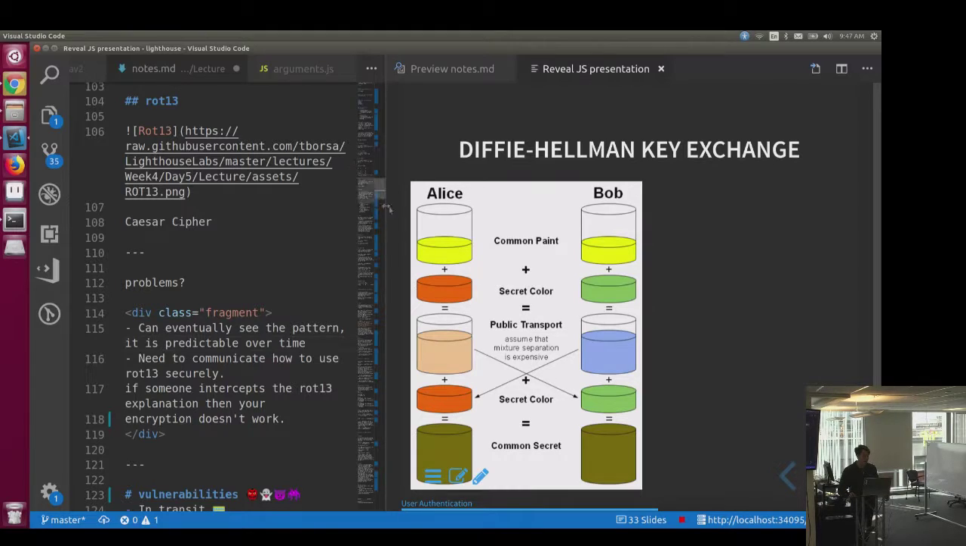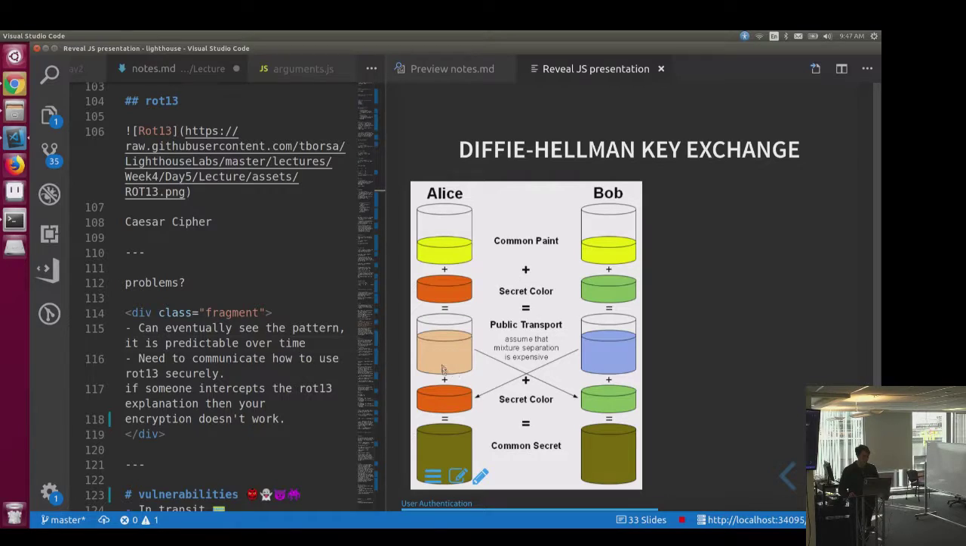In this case, we can combine paint colors really fast. So yellow plus orange, we get this beige color. That's really quick to do. But color separation takes an eternity. So I can't take this beige color and then just extract orange and yellow from it.